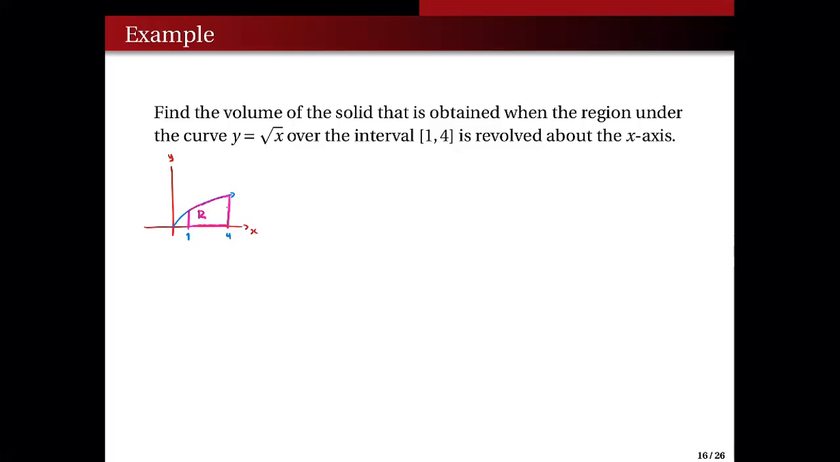And then your axis of revolution is the x-axis here. So you want to revolve about the x-axis, which means, of course, this is your region R. Okay, if we get an approximating rectangle here, and we revolve this rectangle, you will be able to create the disc.